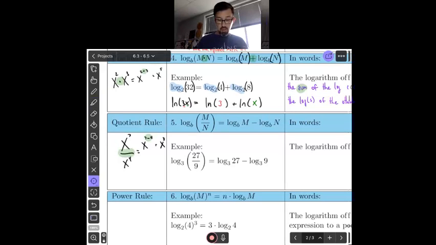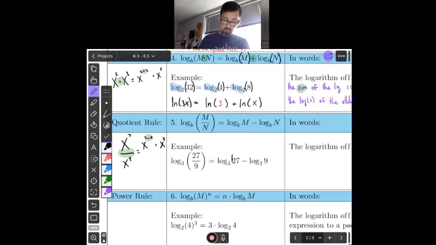So log base b of some fraction can be rewritten as the log of the numerator minus the log of the denominator. With division, order matters, and with subtraction, order matters. But again, if you just go in the order that it says, you'll be fine. It'll take care of itself.